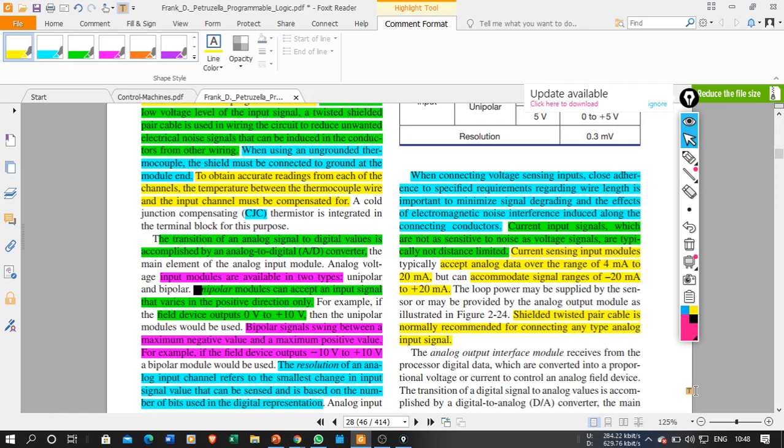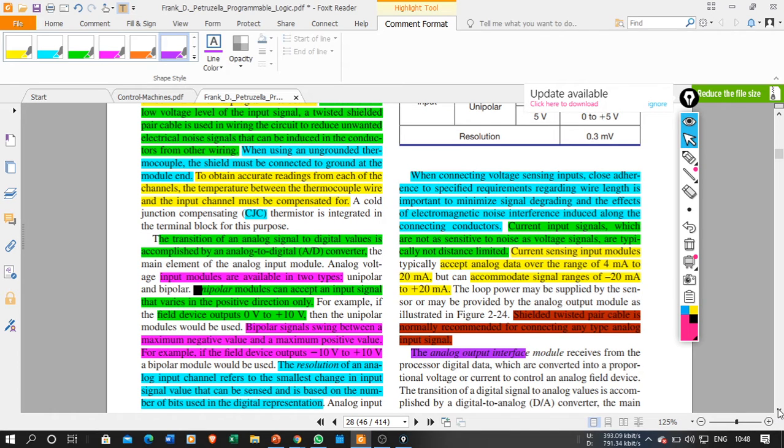So which type of cable are you going to use for this? You have to use only shielded twisted pair cable. Okay, this is very important. You need to use only this cable; shielded twisted pair cable can be used only for this purpose.